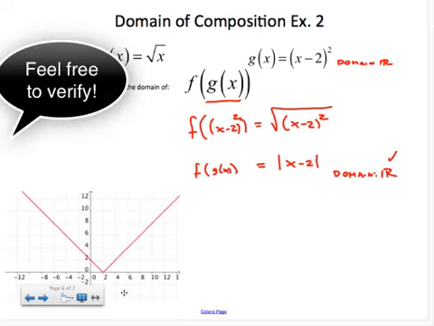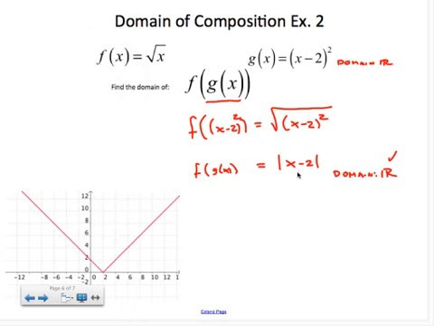All right, here's a picture. Looks like an absolute value function, doesn't it? That's been shifted 2 units to the right. That would be the absolute value of x minus 2. And it looks clear that this goes on forever in both directions. I have good domain.